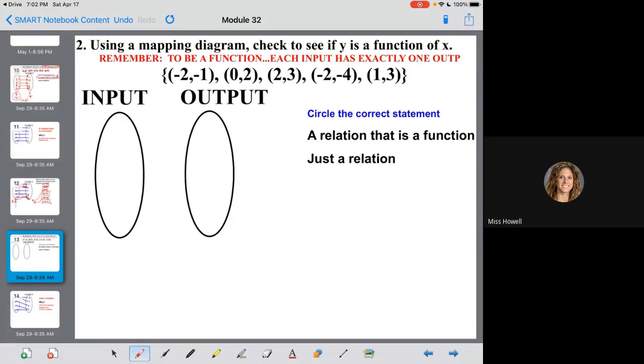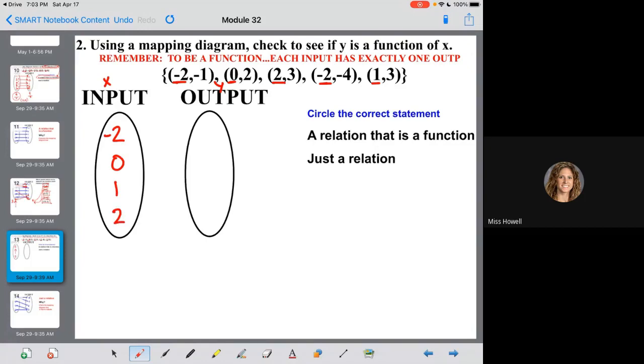All right, number 2, we want to create our mapping diagram from our set of numbers: (-2, -1), (0, 2), (2, 3), (-2, -4), and (1, 3). Our x values first, right? Input is our x, output is our y. So -2, 0, 2, -2, and 1. The lowest number here is -2, then 0, then 1, and then 2. That would represent all the values in our input.